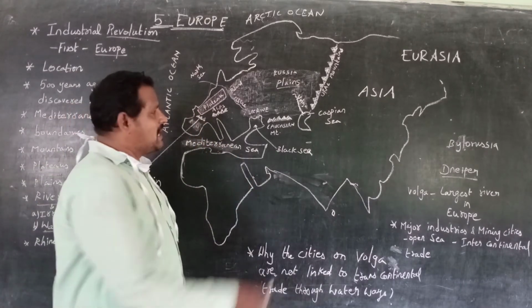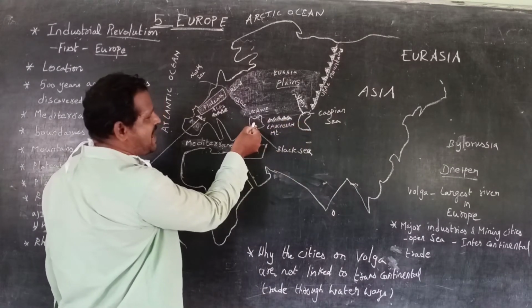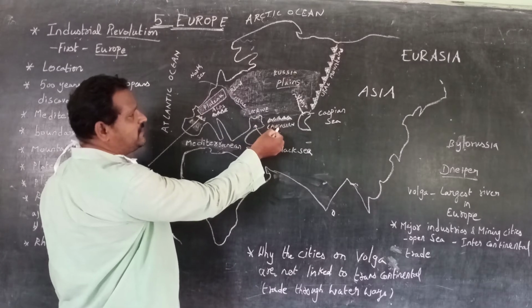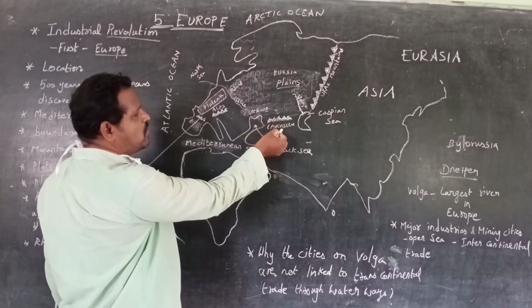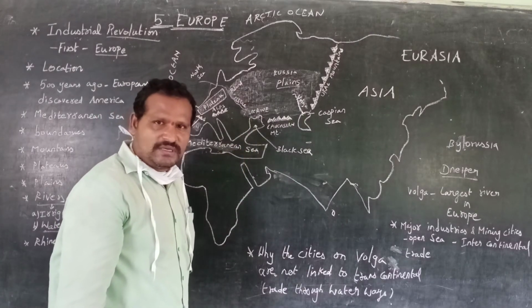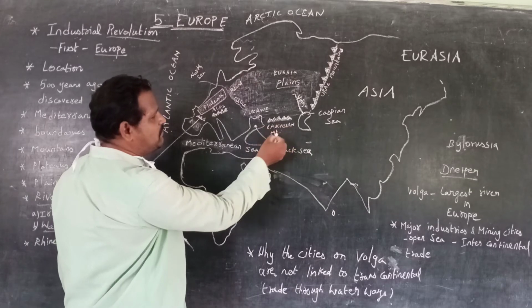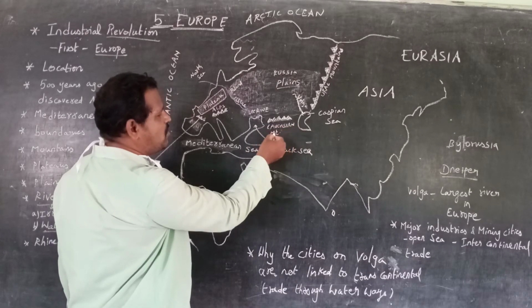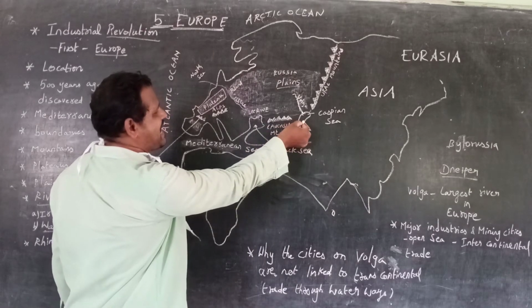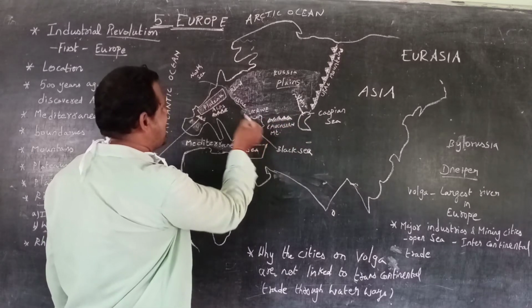You can see another mountain at the southern boundary of Europe, called the Caucasian mountain. This Caucasian mountain is located between the Caspian Sea and the Black Sea.